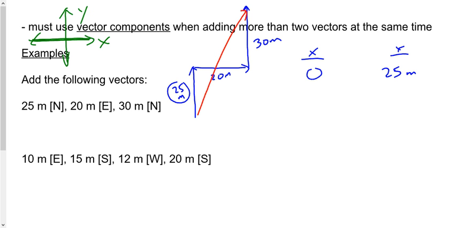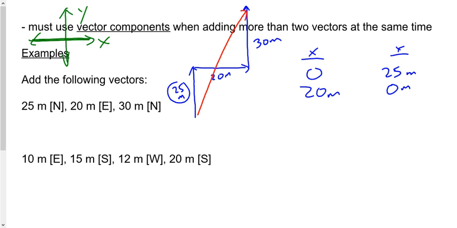What about the 20 meters? How much of it is x component? All of it. 20 meters. How much of it is y component? How much of that 20 meters is up or down? None. So we're going to say 0 meters.